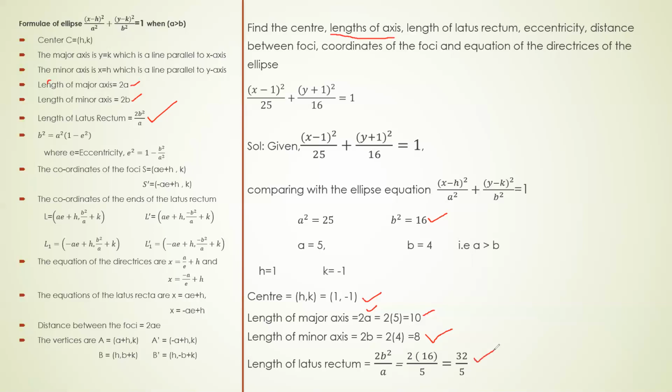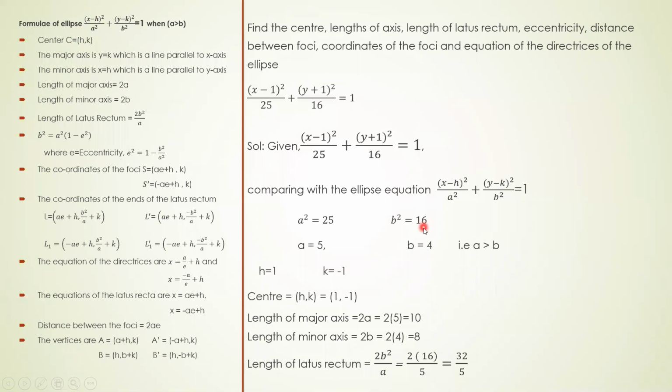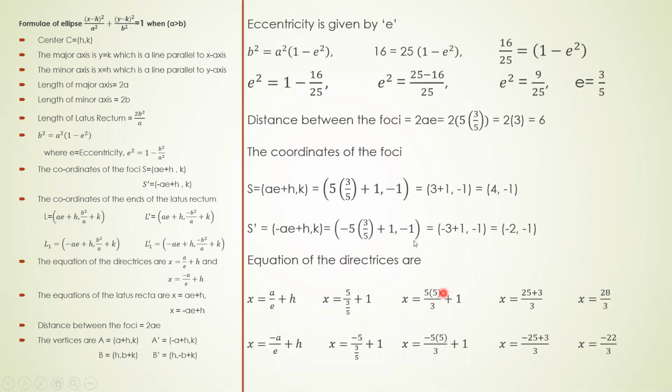Okay. Next, we are supposed to calculate the eccentricity. So the eccentricity equation is b square is equal to a square into bracket 1 minus e square. So just now we have calculated that the b square value is 16 and the a square value is 25. So let us substitute there. When we substitute, we'll get this.